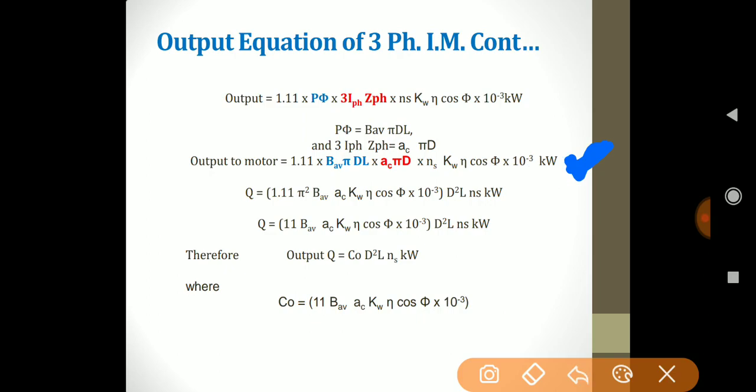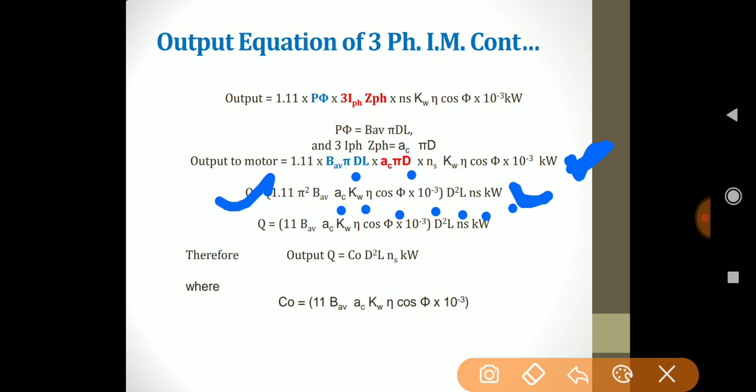Further, after rearranging this, D terms are there, and the pi term is used twice. Combining all these terms, I can say Q is equal to 1.11 pi square Bav Ac eta cos phi 10 raised to minus 3. Outside the bracket I have got D square L Ns. kW here is the unit again, kilowatt.